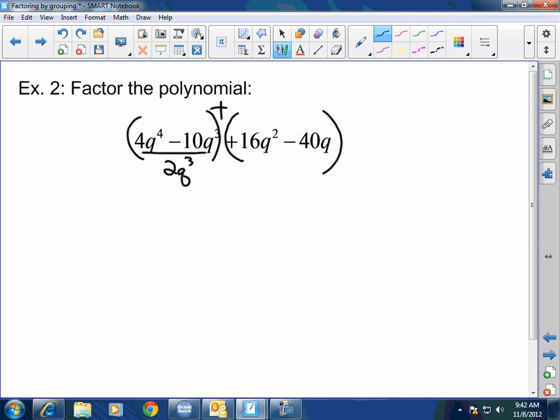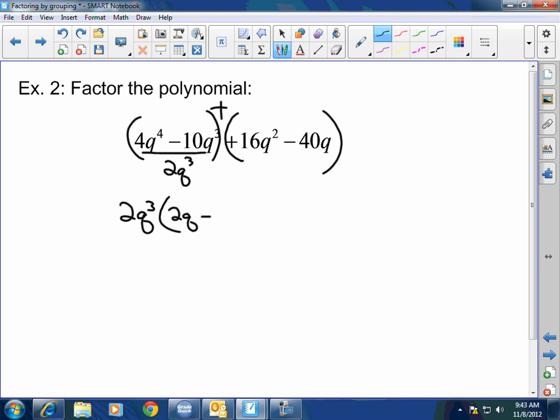2q to the third. 2q3 is really this, son. 2q3 is that. I'm not trying to be a jerk, but you guys got to learn how to speak math. 2q cubed, or 2q to the third power. So I pull out my 2q cubed. It's like a tongue twister. What's left? What's 4q to the fourth divided?